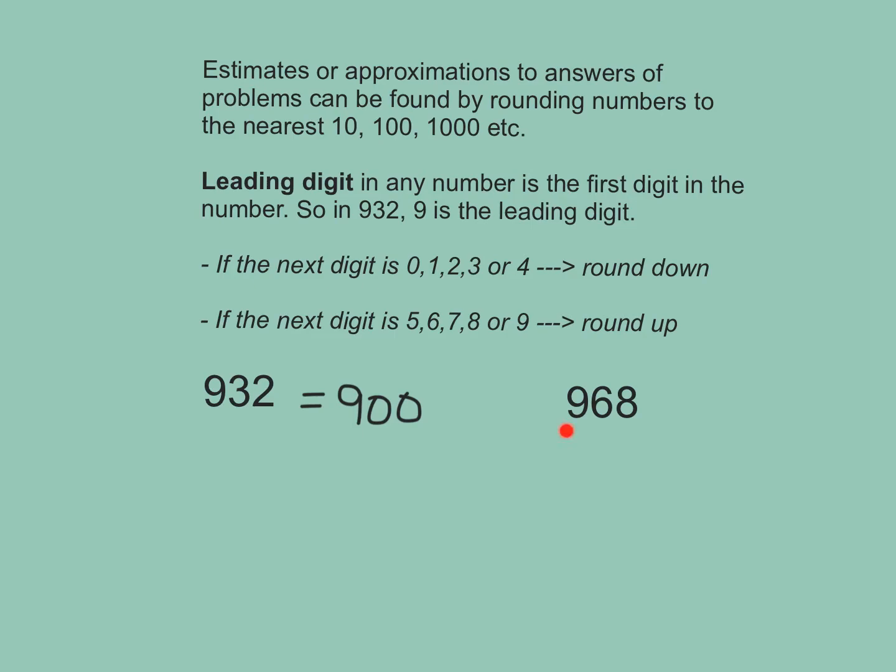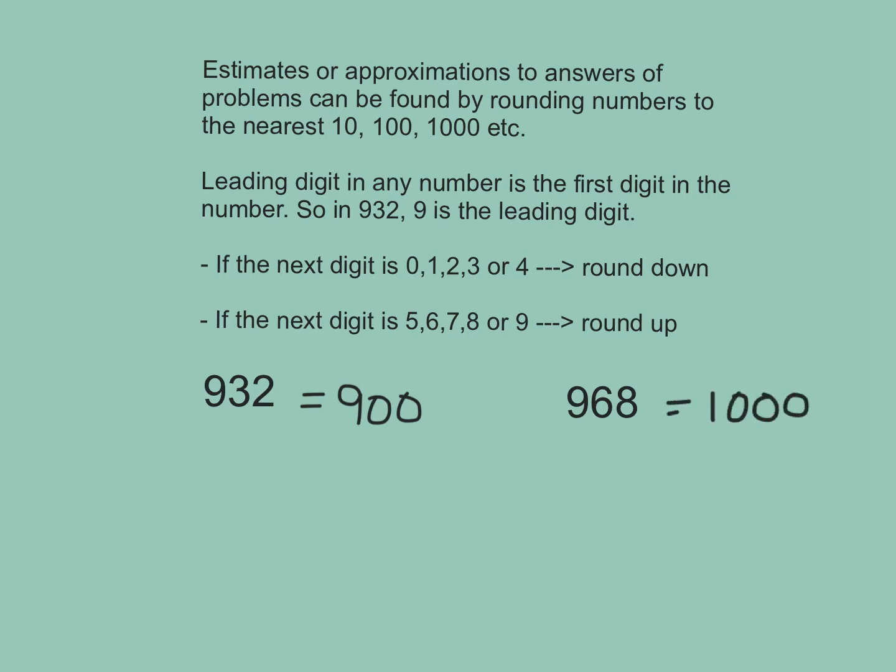What about this number over here, 968? Put the video on pause and have a go. Well, how did you go? 968. Well, 900 is the leading digit. 6 falls in this grouping over here, which means we need to round it up. So 968 is actually written as 1000.